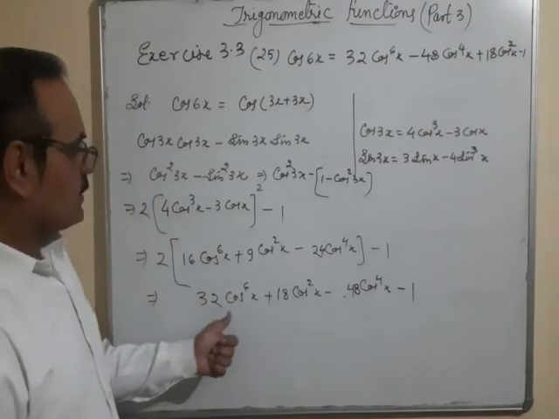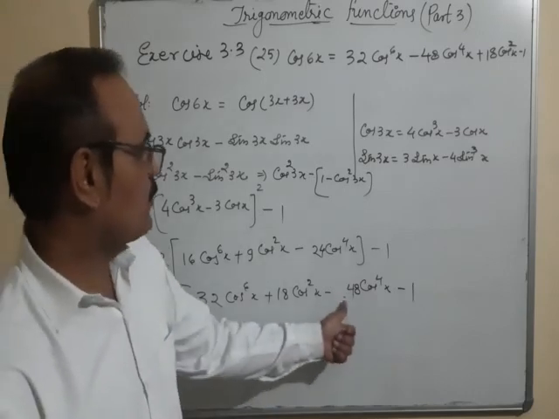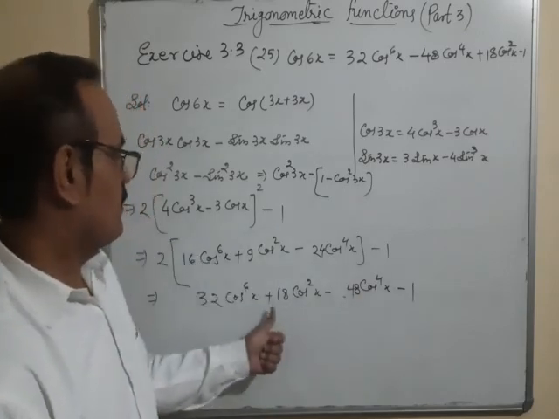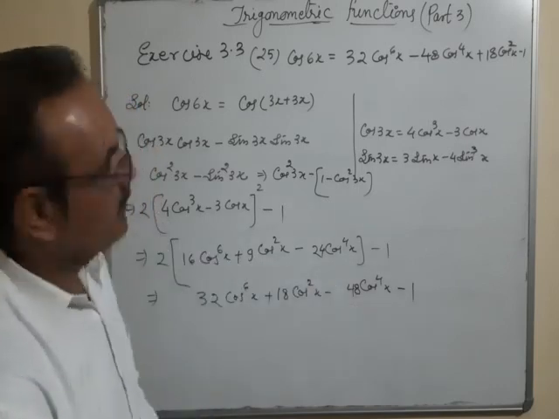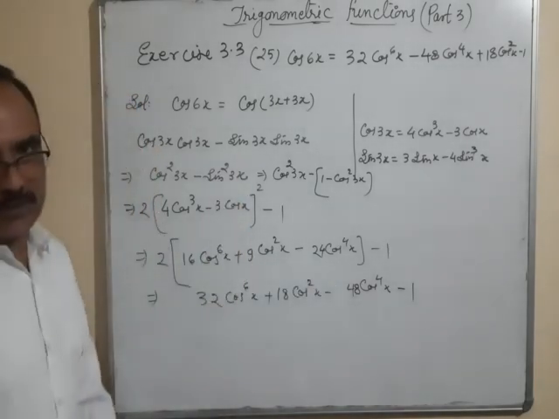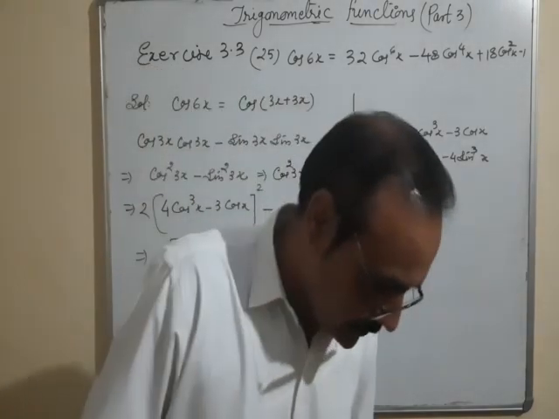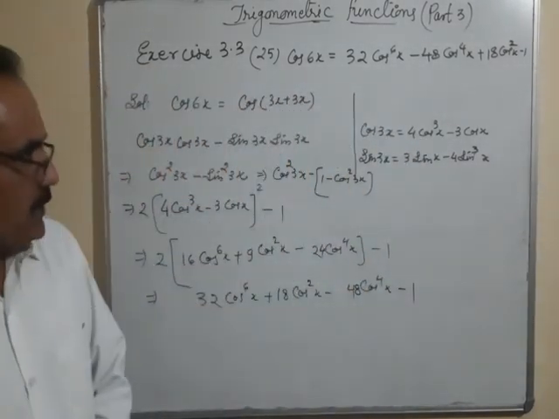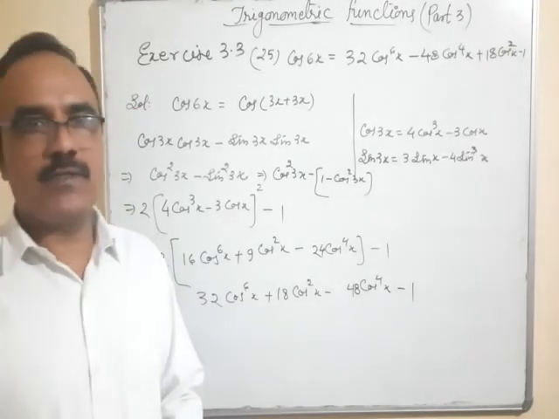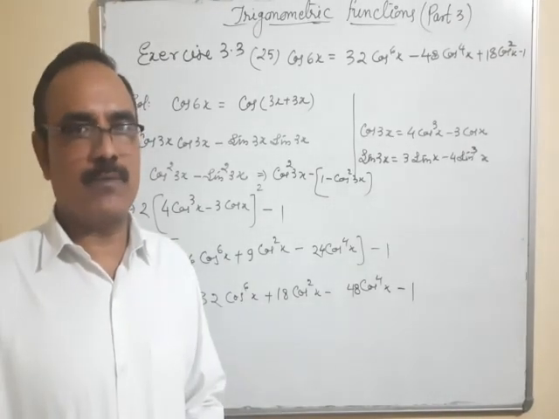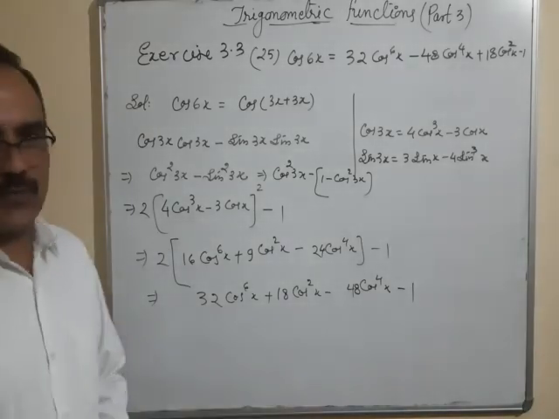Now is it okay? 32 cos to the power 6x minus 48 cos to the power 4x plus 18 cos square x minus 1. So this is the value of cos 6x. So these are the questions of this exercise. I hope you have got a lot of confidence now. You will solve all the remaining questions of this exercise. Thanks for watching. Thank you.